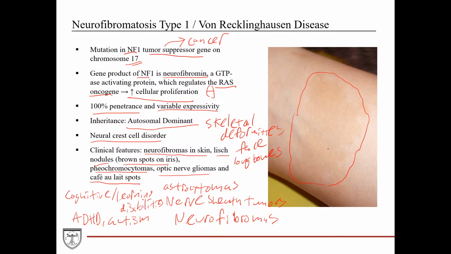But definitely these cafe au lait spots, brain tumors, optic nerve gliomas, these Lisch nodules, definitely high yield things to be aware of. And these other things are also definitely possibilities as well. And then as far as clinical management goes, you really just treat what symptoms they're exhibiting.